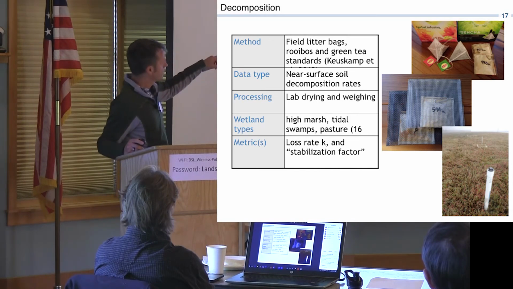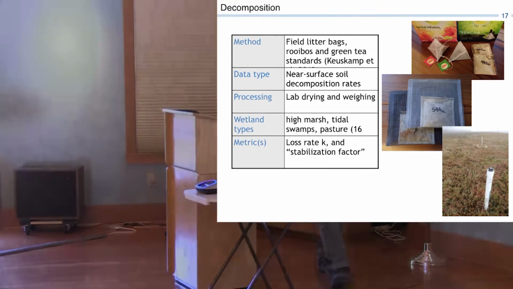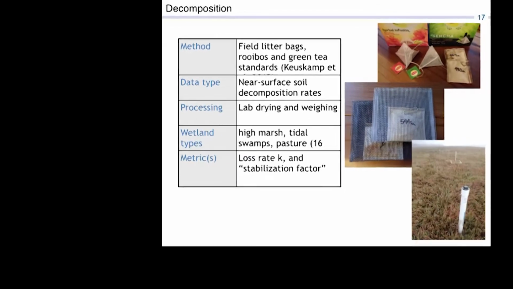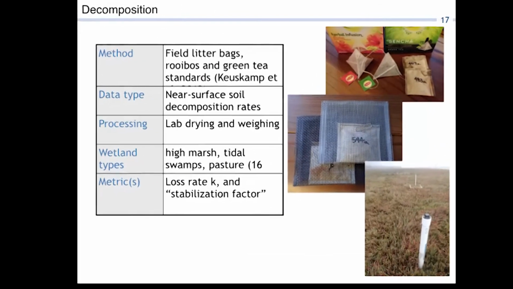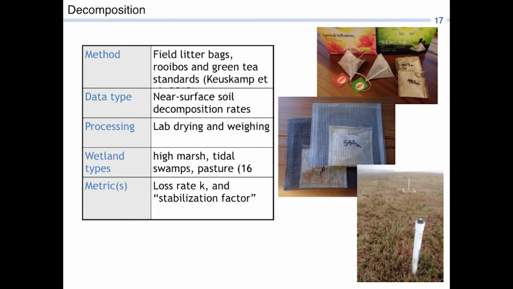So we use these tea bags, we put them in a little bit sturdier material and buried them in the ground for about 6 months, weighed them beforehand, washed and weighed them again, dried and weighed them again afterwards. And we were able to put out replicate litter bags, I think 8 per site at 16 of our sites, so some of the high marshes, swamps, and pastures.